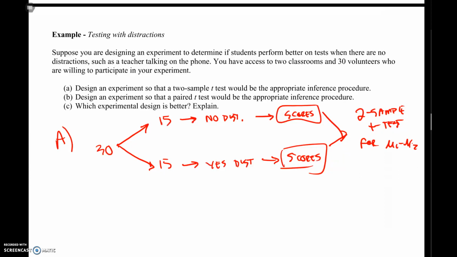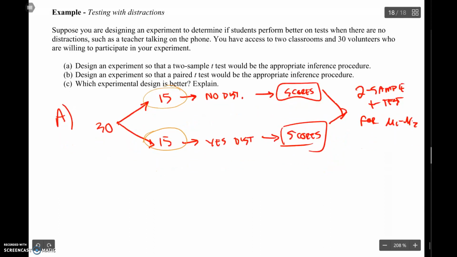Problem here is there's going to be a lot of variability in these 15 kids. Some kids are going to be better, smarter kids, I guess, and some kids are not. Sounds kind of harsh, but you know what I'm saying, right? A lot of variability. This test doesn't really account for that variability. So that variability is going to work against the chances that we get a significant difference here.